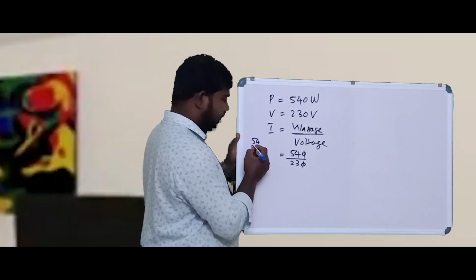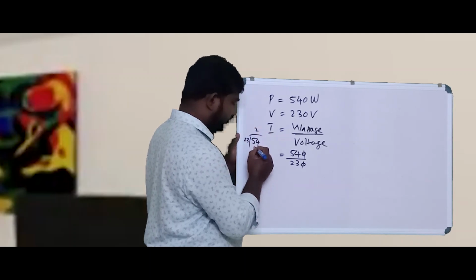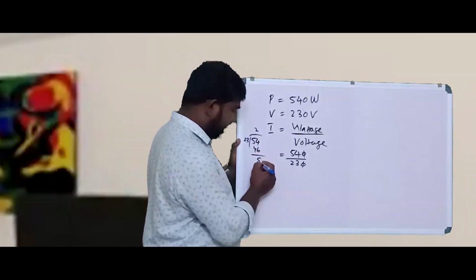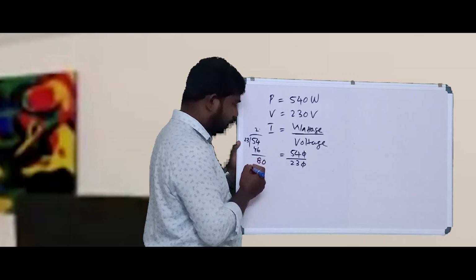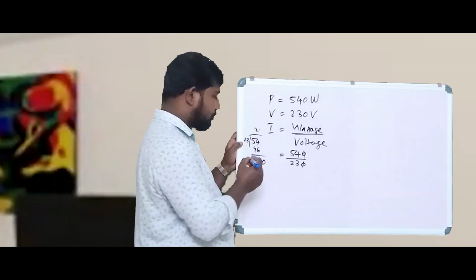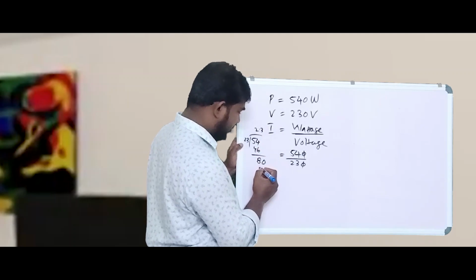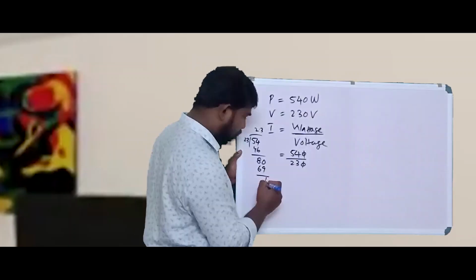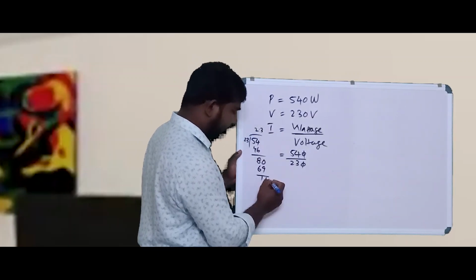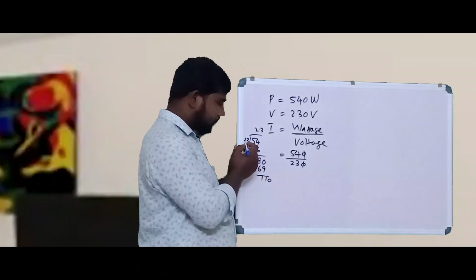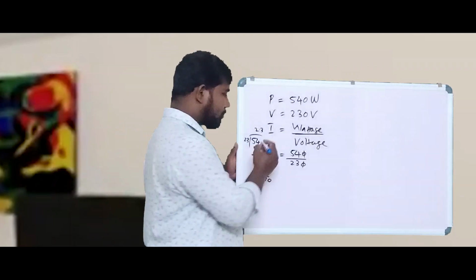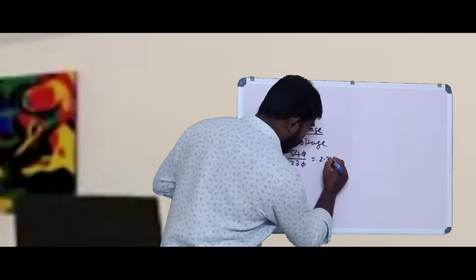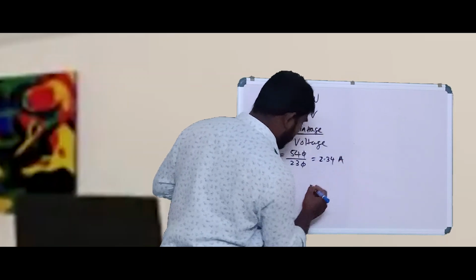That is 54 divided by 23. 23 into 2 is 46, and the balance is 8. Then 3 times it is 69, and the balance is 1. Here it is 110, which is 4 times. So it is 2.34, that is equal to 2.34 ampere.